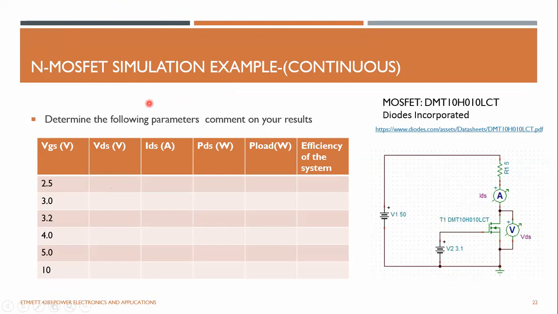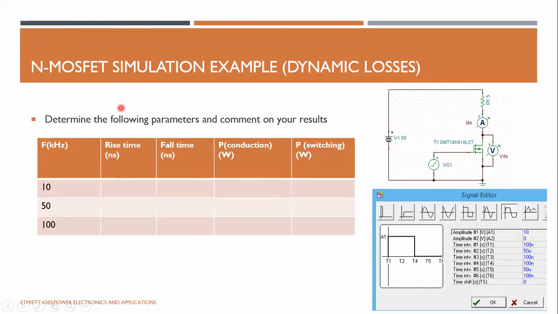You will do your thing, and this is the second one. Here we can apply a gate drive signal, and these are the frequencies you have to change. Based on that, you have to measure the rise time, fall time, and conduction loss, and the switching loss, right? Let me show you this. How should I do this?